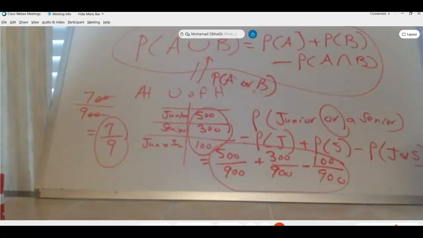You can write down on the notes, sample space is the total. Okay? How we doing so far?